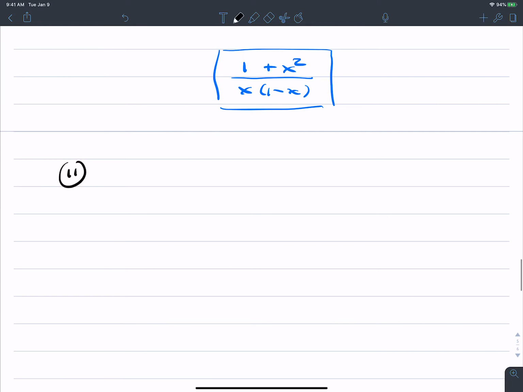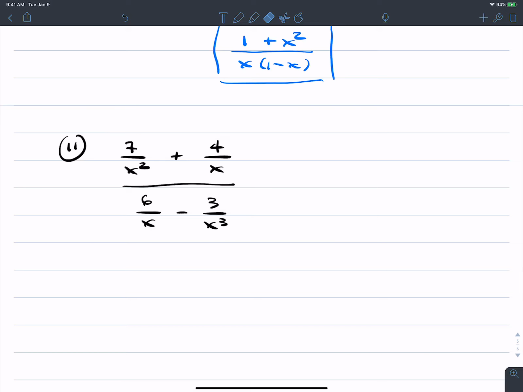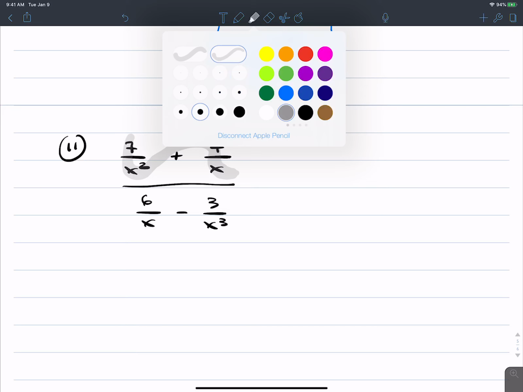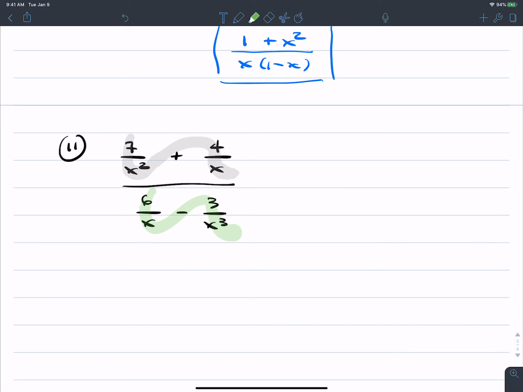Number 11 here. Seven over x squared plus 4 over x divided by 6 over x minus 3 over x cubed. So again here, we have a sum of fractions in the numerator, we have a difference of fractions in the denominator, and we divide here.